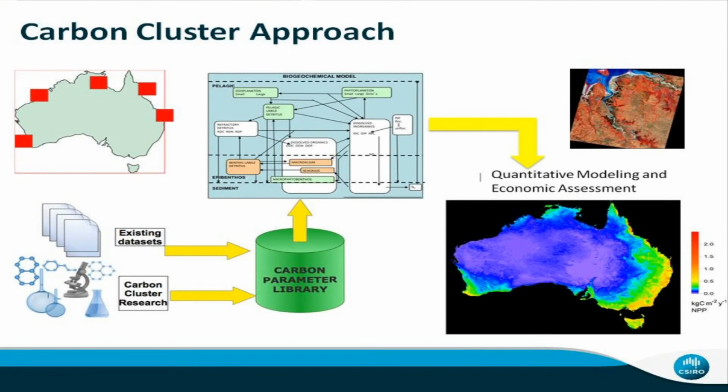So to summarize the approach, we're going to take this field work and remote sensing data and take the carbon cluster research together with existing data sets. And one of the key goals is to get a carbon parameter library to improve our biogeochemical modeling. That biogeochemical modeling will then be used to integrate and provide input to our economic assessment models that are already used quite largely in policy development in Australia.